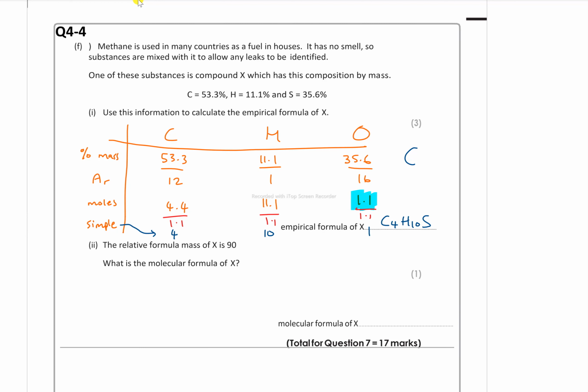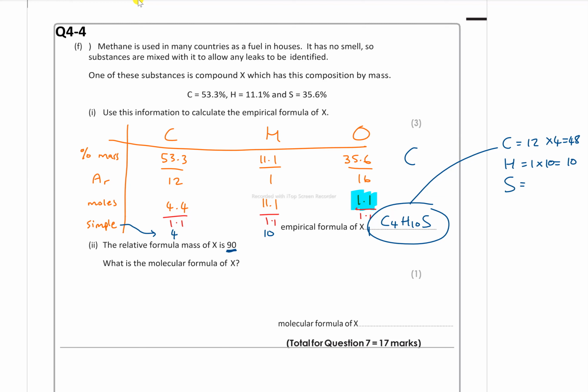Right, now what they're saying is the relative formula mass is 90. This is 1 unit of it. So I'm going to go over here. I'm going to say carbon equals 12. And I've got 4 of those. I've got hydrogen and I've got 10 of those. 1 times 10, which is 10.